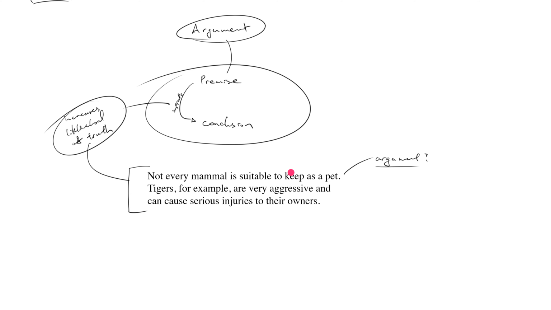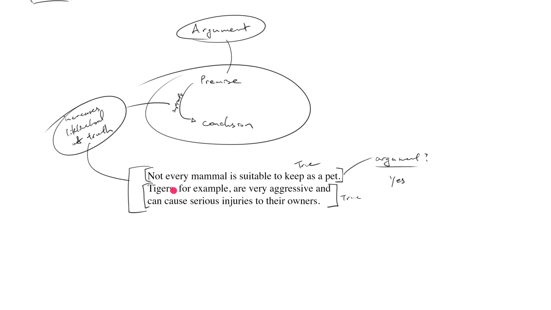Is this an argument? Is there a claim in here which, if the claim is true, makes some other claim more likely to be true? And the answer is yes. Yes, there is. This is the claim whose truth increases the likelihood of this claim. Let's say it's true. Tigers, for example, are very aggressive and can cause serious injury to their owners. Let's say it's a true claim. You see how in a world in which tigers exist, are aggressive, and can cause serious injuries to their owners, you see how in that world, this claim is now more likely to be true, that not every mammal is suitable to keep as a house pet? And you know what mammal I'm talking about, right?